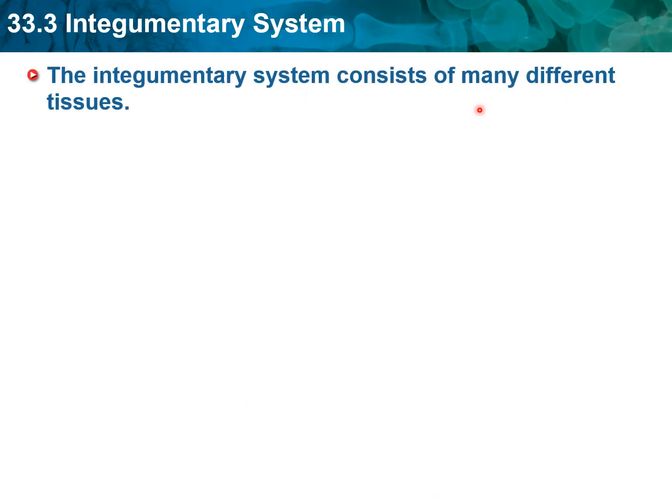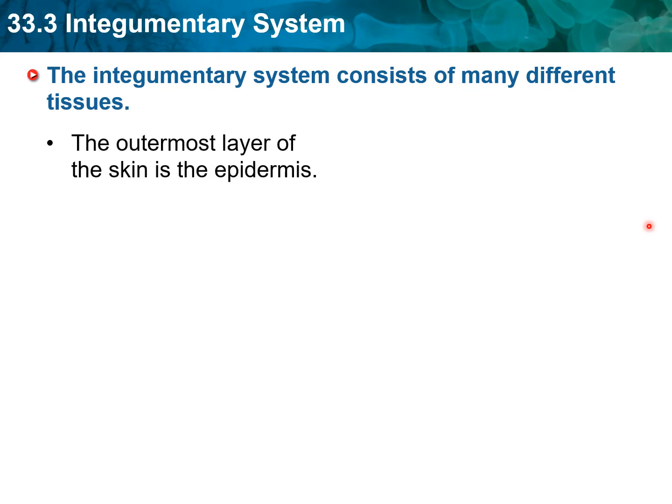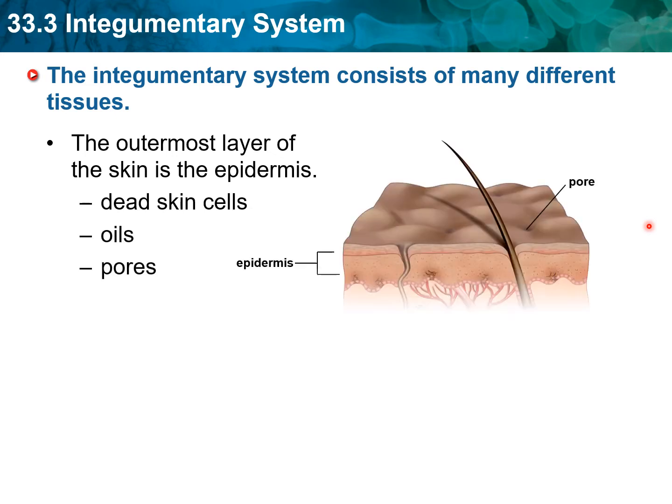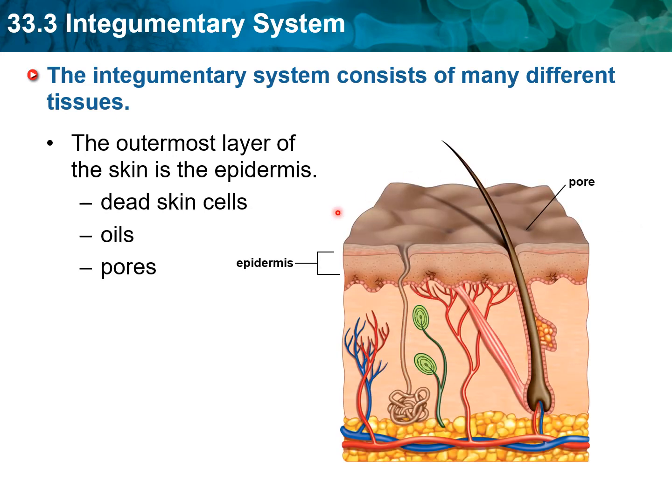So the integumentary system consists of many different tissues, as we said. Here we'll be discussing briefly the parts of the skin and the structures of the skin. This picture shows the layers of skin. At the top we have the epidermis, which is the uppermost layer of the skin.